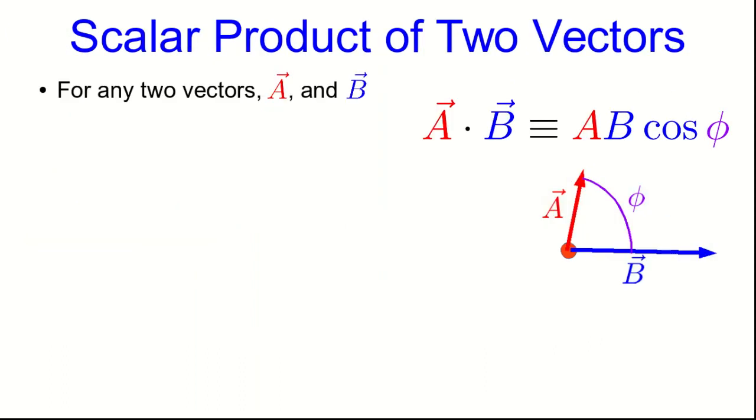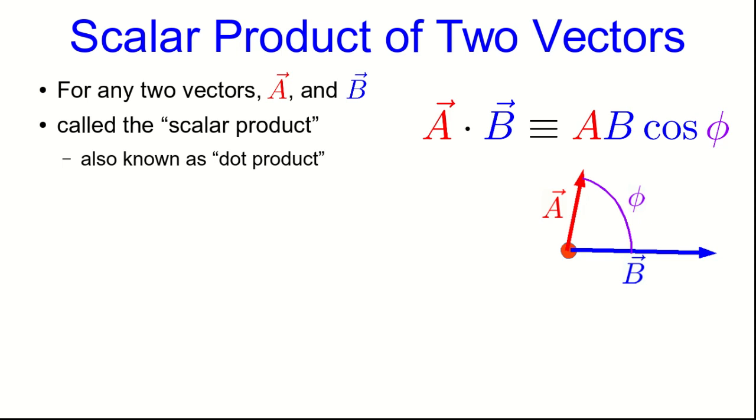This work expression that we've got is an example of an operation between two vectors that we haven't seen before. We know how to add and subtract vectors and how to multiply vectors by scalars, but what we're actually seeing here is a type of multiplication of two vectors, and it's called the scalar product. When we write, for any two vectors a and b, a dot b, then we define that as the magnitude of a times the magnitude of b times the cosine of the angle between them. This is called the scalar product. It's also often known as the dot product. That's actually the name you'll hear me use for it more often.